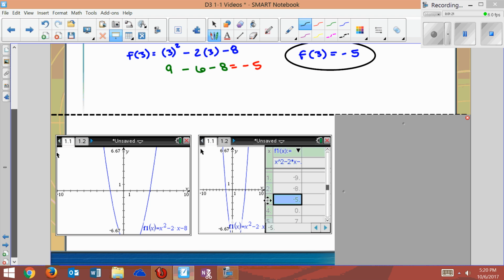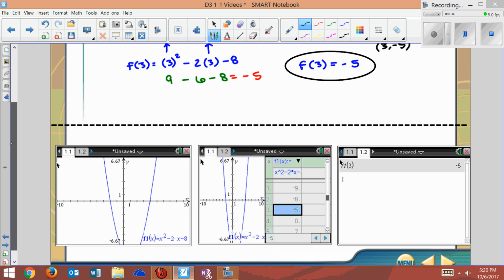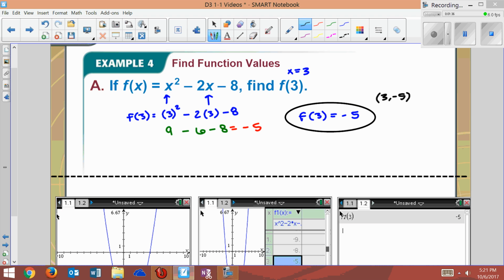If you still don't know how to use the table, you could always add another window and add a calculator, and then just type in, once you have the equation in, f1 of 3, and press enter, and it should give you your answer of negative 5. So that's 3 different ways I just showed you how to get that answer.